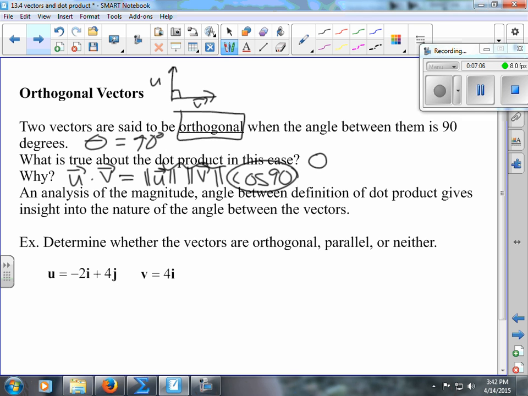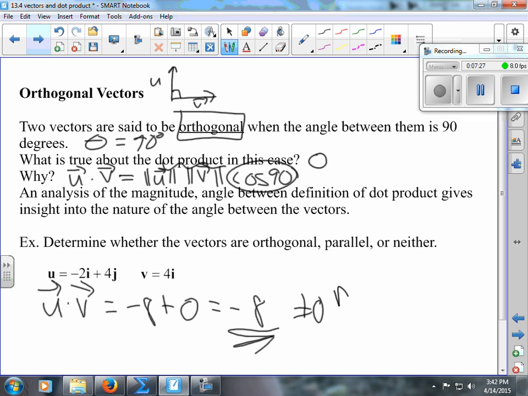Are the vectors at right angles? Maybe they're parallel, or maybe they're neither. And so to answer that question, I'm just going to find the dot product. What is u dot v? So the product of the x components is -8. The product of the y components is 0. And so my dot product is -8. This is not 0, so I am not orthogonal.